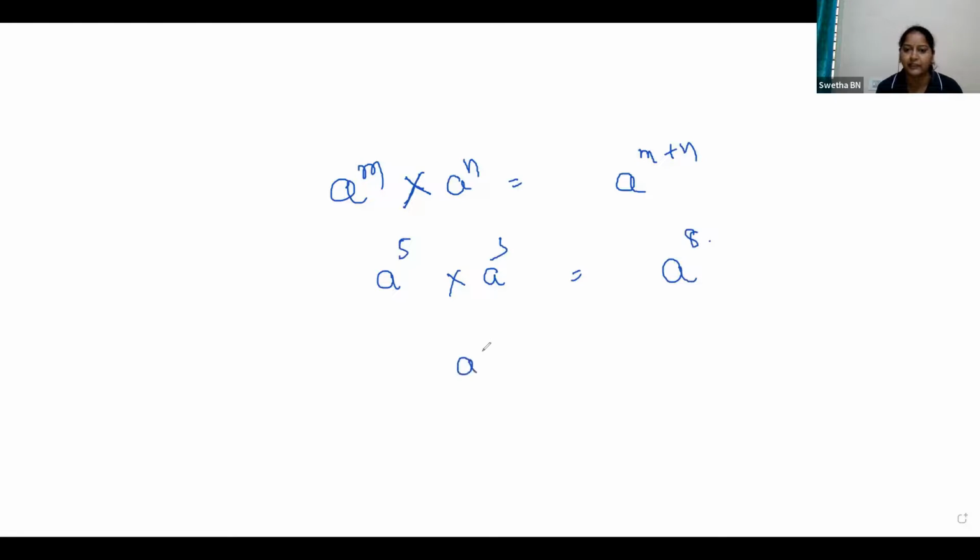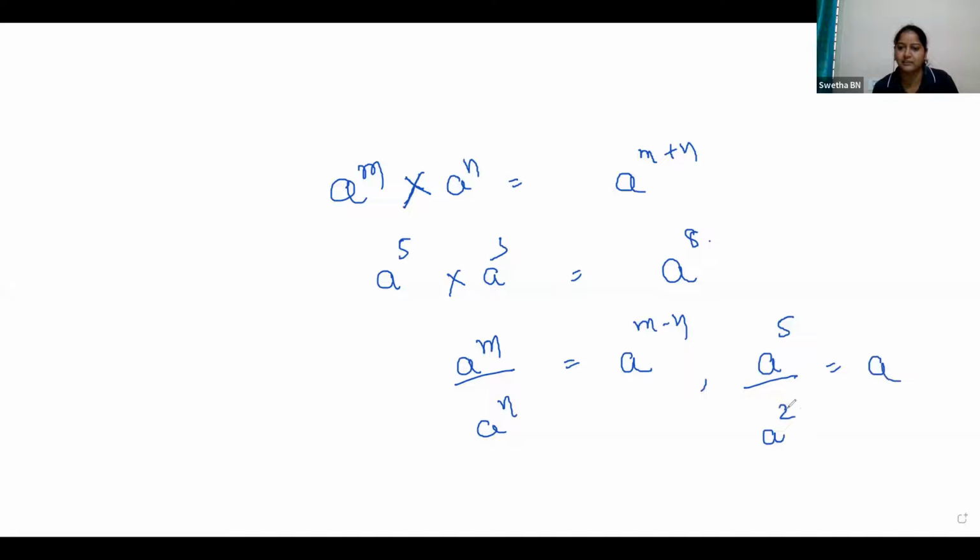Suppose you are dividing a to the power of m by a to the power of n. In multiplication, we are adding the powers. In division, we'll subtract the powers. Here also bases are same, so m minus n. I'll give an example: a to the power of 5 divided by a square. What is the answer here? a to the power of 3. Yes, 5 minus 2.